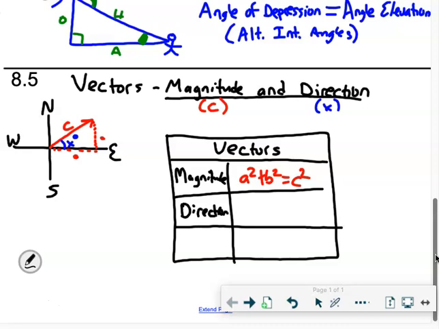of a vector, it's always going to be inverse tangent, because you'll know this side, which is opposite. You'll know this side, which is adjacent. So if you take your opposite and adjacent, you're going to use tangent. The inverse tangent helps you find angles.